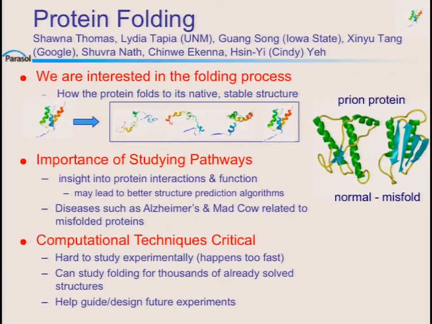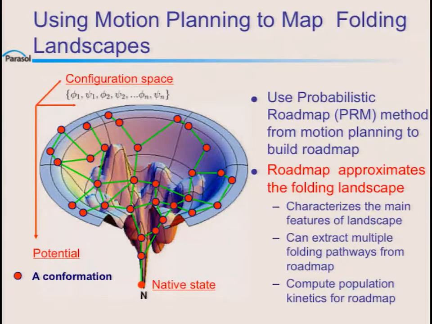And here's another example where computational techniques are absolutely critical. It's not something you can really study in an experiment. It's difficult to see this happening. So the basic idea here, and why these motion planning type methods work well, is there's this energy landscape that governs how proteins fold, and the native structure of a protein is thought to be the global minimum of this energy.